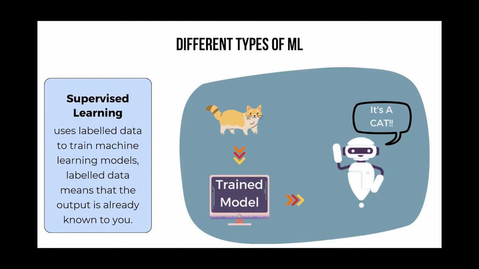Supervised learning uses labeled data to train machine learning models. Labeled data means that the output is already known to us.